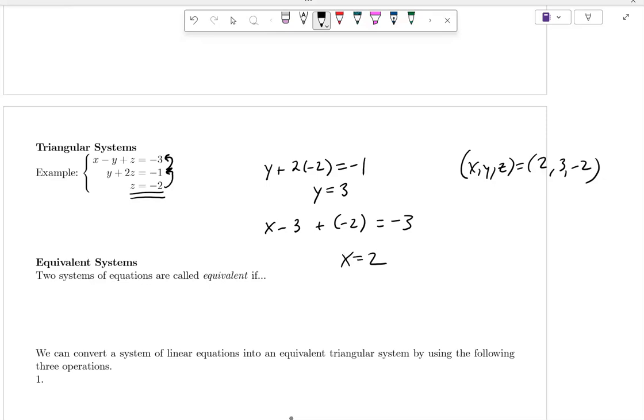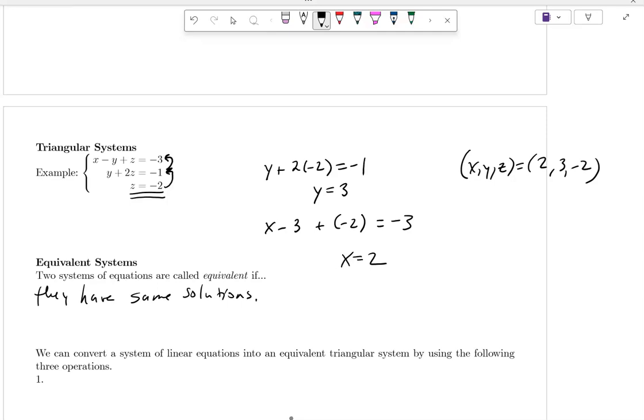So, when we talk about equivalent systems for linear equations, two systems of equations are equivalent if they have the same solutions. Okay?